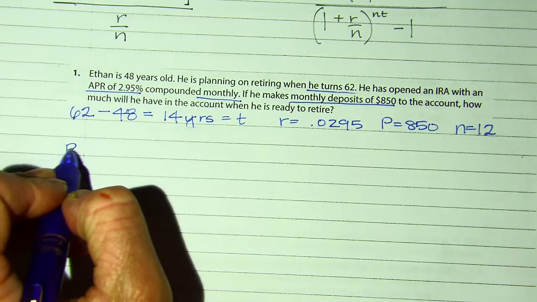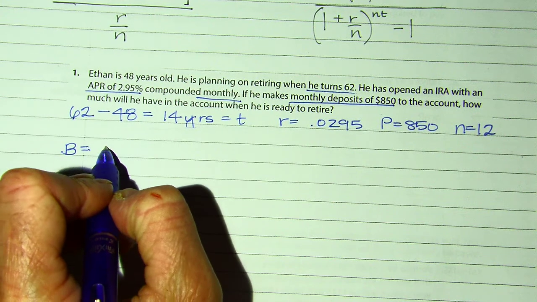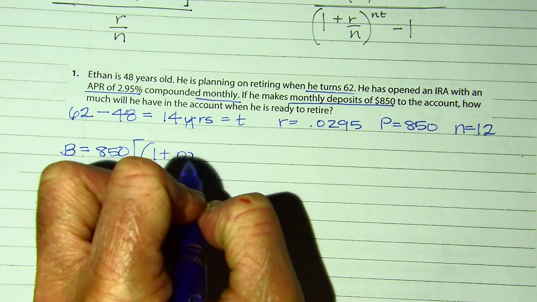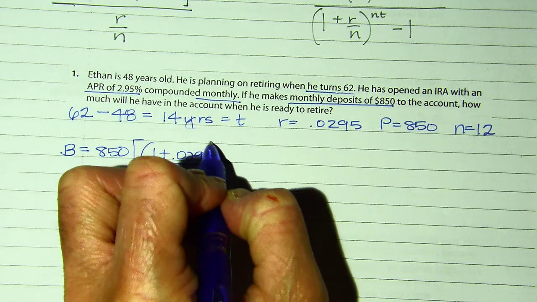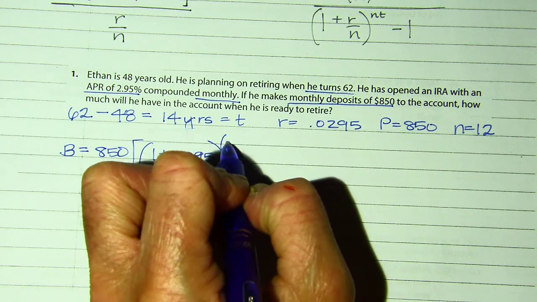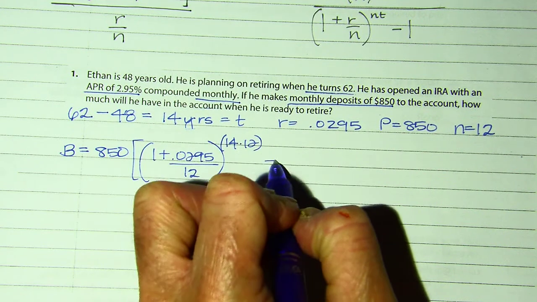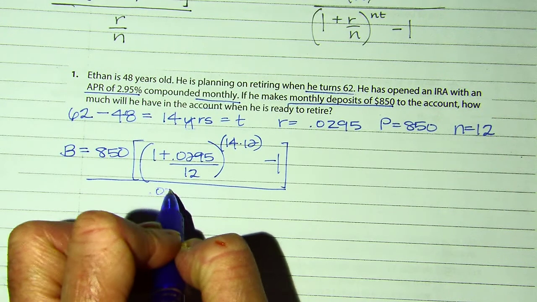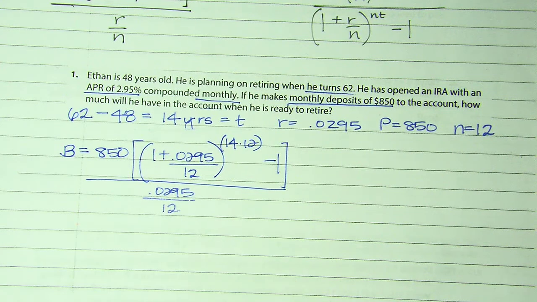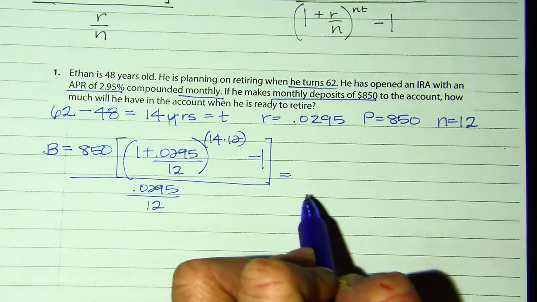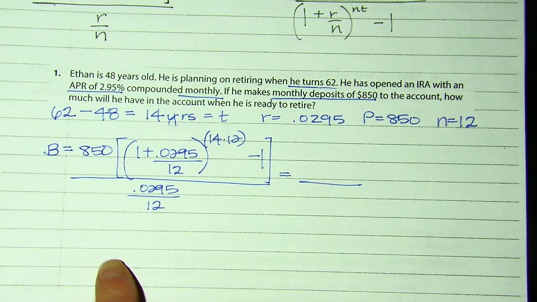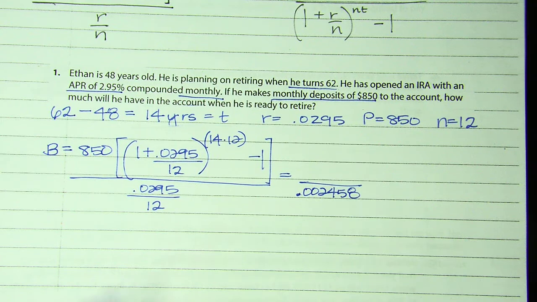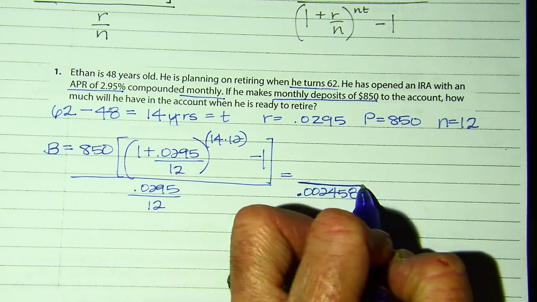So our balance equals our monthly deposits, P, times, in parentheses, 1 plus our rate divided by N, to the 14 times 12, minus 1, and then all over my rate times N. All right, so I'm going to start with the bottom first. And so using my calculator, I'm going to divide, and you want as many decimals as possible to keep it accurate. And then now I'm going to enter the top.